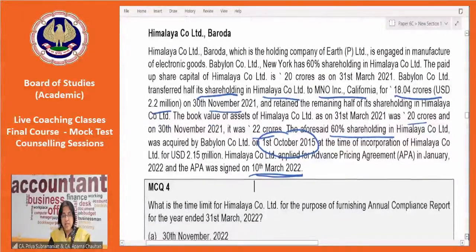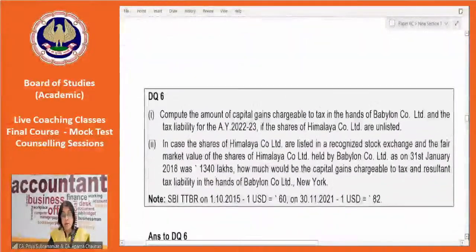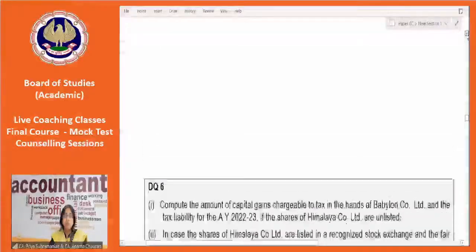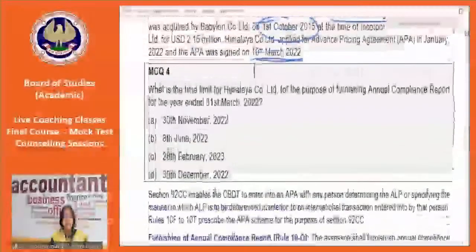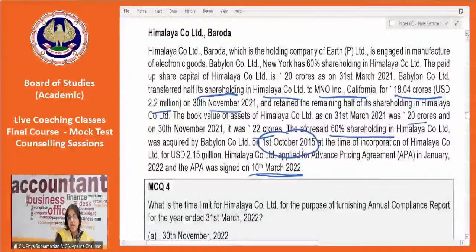Now let me go to the descriptive. There's an MCQ and a descriptive question. Descriptive question, I'll run through it fast because we have very less time. See, compute the capital gains chargeable to tax in the hands of Babylon Company Limited and the tax liability if the shares are unlisted. Okay, if the shares are unlisted. Now, what are the information given here? Information given is 60% holding. The shares were acquired on 1st October 2015 and it's sold in this year, so it's a long-term capital gain.